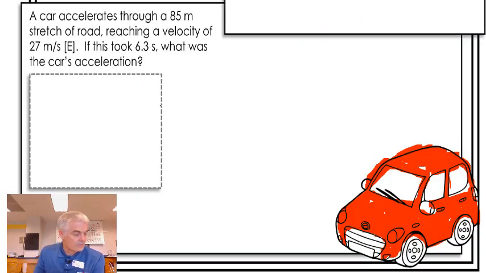A car accelerates through an 85 meter stretch. So what do I know? All right, I know d, or delta d, is 85 meters. Got that. What else do I know? I know that it reaches a velocity of, so that's V2, so V2 is equal to 27 meters per second. I'm just jotting them down, right? It took 6.3 seconds.